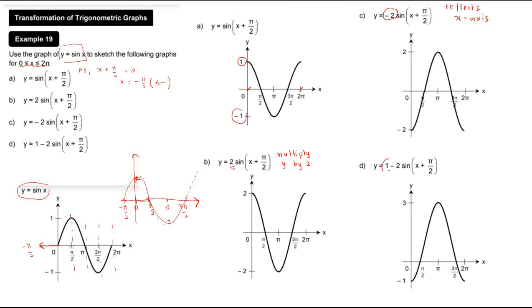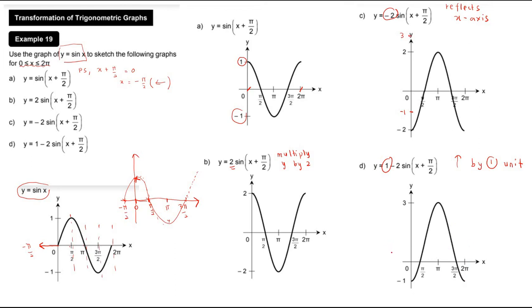The change is 1 plus. 1 plus maksudnya move upward. Move upward by 1 unit. So, from negative 2, dia akan pergi pada negative 1. From 2, akan pergi pada 3. So, negative 1, 3. X masih samalah from 0 until 2 pi. And this is the final answer.